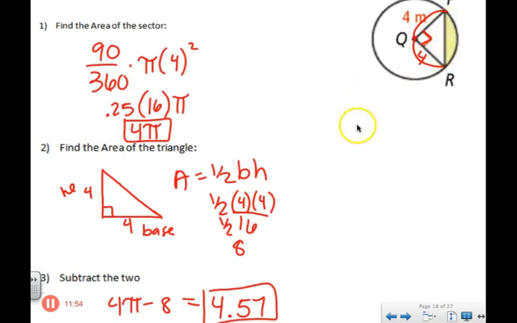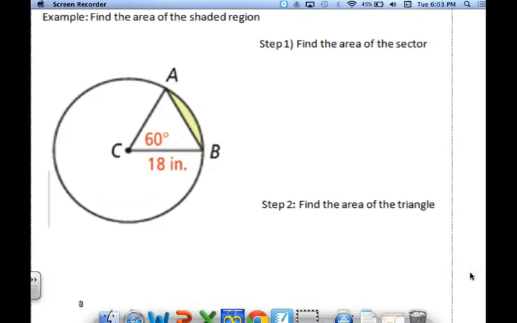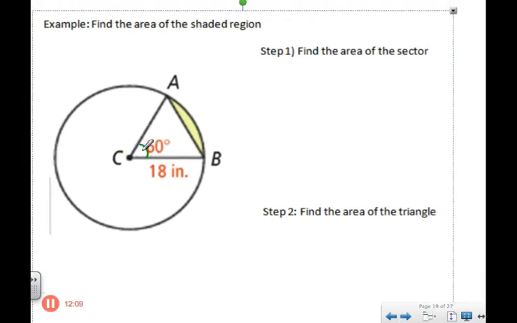Okay, not that bad. It does get a little bit harder if it is not a right triangle. So we're going to talk about that example next. Alright, so what I noticed about this triangle is it's not a 90-degree angle, but it is a nice 60-degree angle triangle. So again, if this radius is 18, so is that.